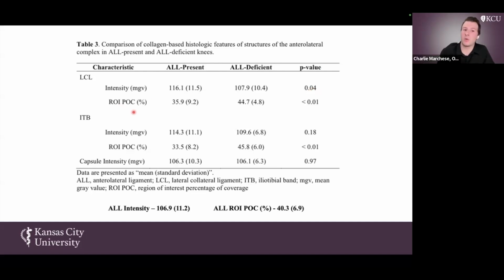Again, looking at the LCL, our region of interest percentage of coverage was also much higher in our ALL deficient knees at 44.7 than it was in our ALL present knees, and that also was significant. When going down to the IT band, the intensity again was higher in our ALL deficient versus ALL present knees, not significant, but approaching significance. And within our IT band, the percentage of coverage was significant with a higher value in deficient than in the present knees. We did look at the joint capsule intensity. Again, that was a little bit easier because I was able to manually threshold those images. They were very consistent.